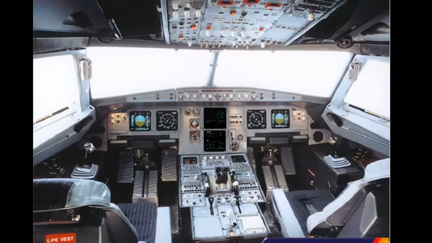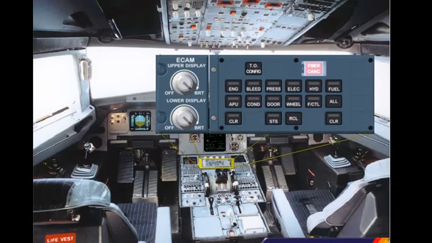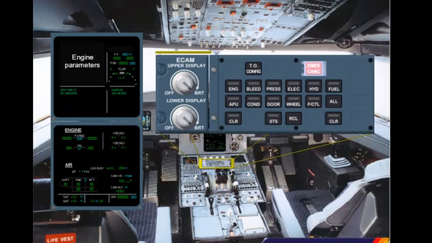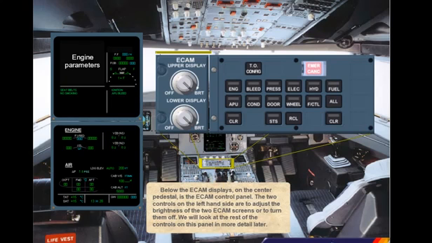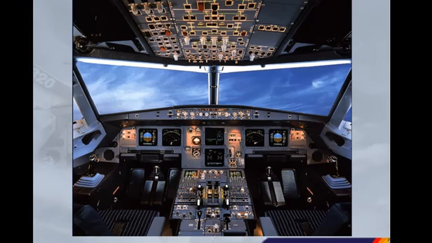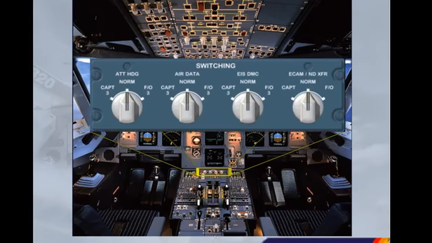Below the ECAM displays on the center pedestal is the ECAM control panel. The two controls on the left-hand side are to adjust the brightness of the two ECAM screens or to turn them off. We will look at the rest of the controls on this panel in more detail later. Just below the ECAM screens, on the pedestal, is a switching panel for use in abnormal situations, to restore data to the EIS and ECAM displays. You will use this panel in the EIS reconfiguration module.